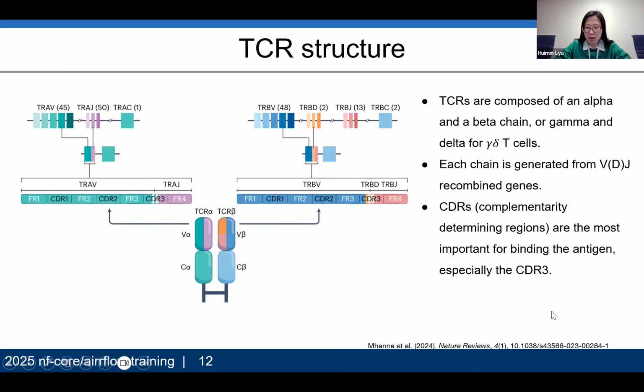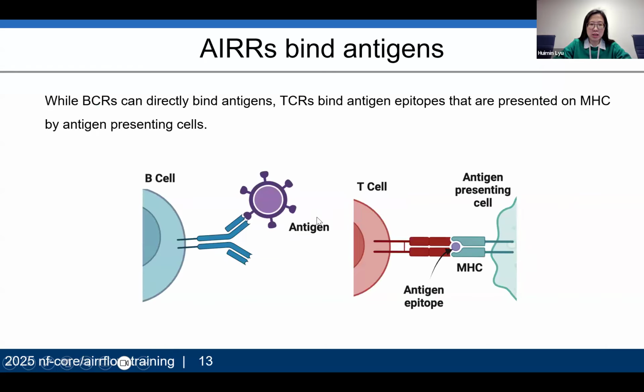So here is TCR. TCRs are composed of an alpha chain and a beta chain, or in some rare cases, a gamma chain and a delta chain. Each chain is also generated from VDJ recombined genes. It also has framework regions and CDR regions that are most important for binding the antigen, especially the CDR3. BCRs can directly bind antigens, but TCRs bind antigen epitopes that are presented on MHC by antigen-presenting cells. I will not go into the details.